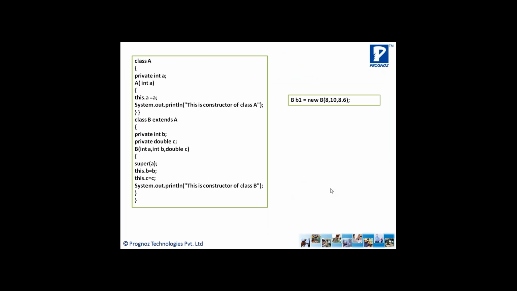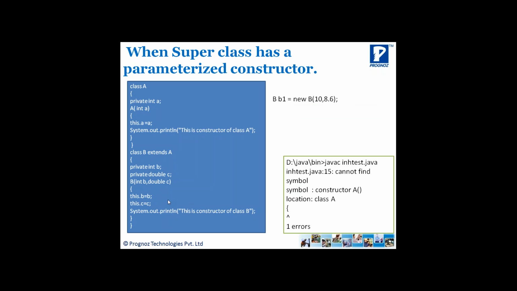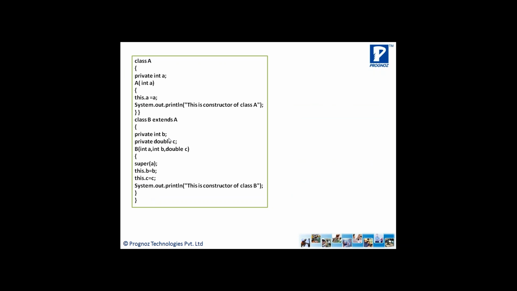Okay, the same way we are having it here also. It calls super A and it shows an error, the same as the previous example. If you call super of A here, super of some value, then it will not give any problem. The same case we are doing here: super of A, and this.b, this.c. So here the A value 8 is applied to A, b value 10 is applied to b, and 8.6 is applied to c.